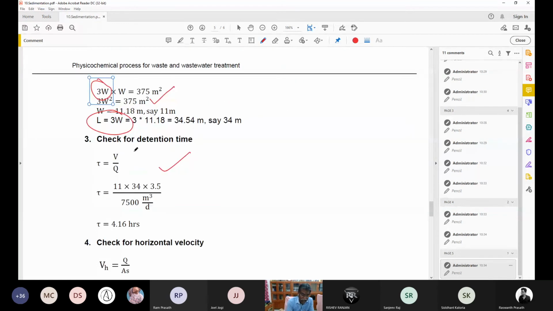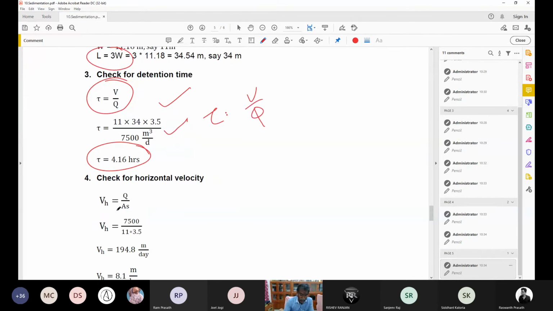Then now you go for the retention time. Retention time tau is equal to V by Q. Okay, and substitute with the correct units to get the retention time as 4.16 hours.